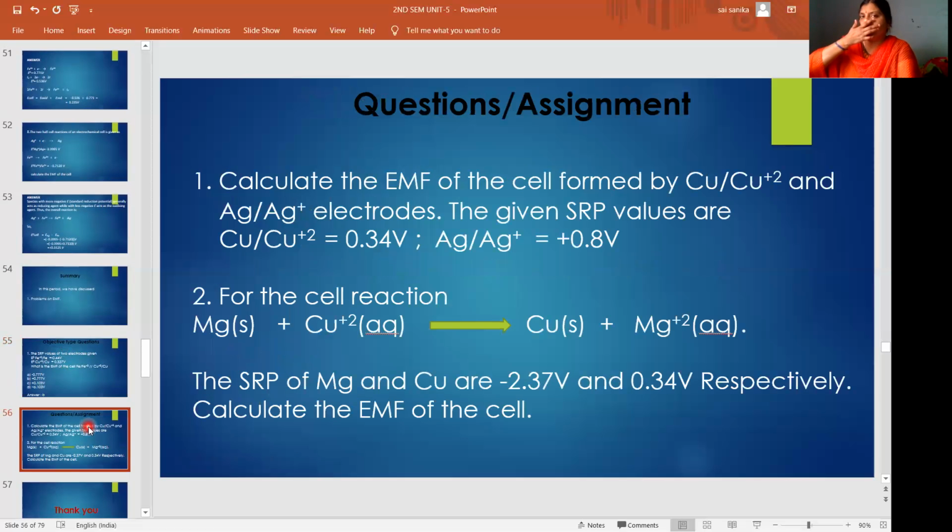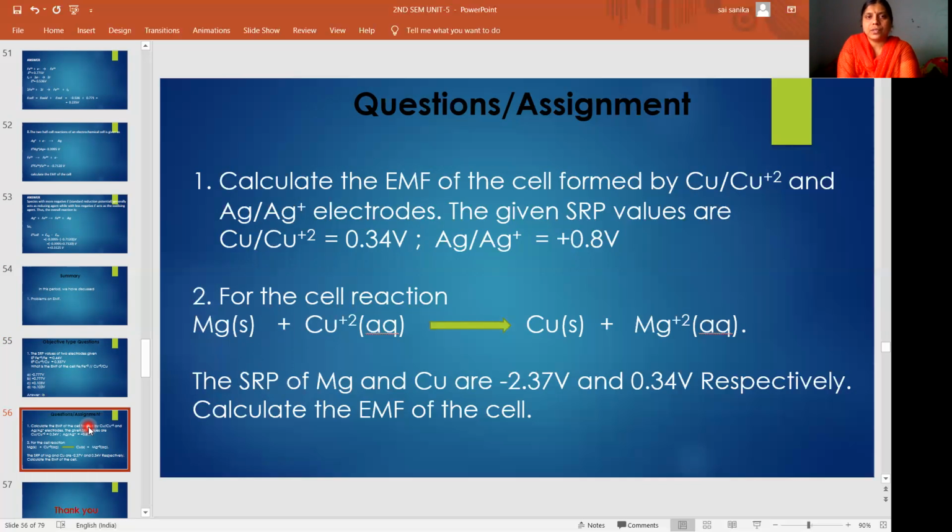Next, assignment. So assignments are questions. What type of questions do you get in the exam? Assignment also has the same kind of problems. Here I have given two problems. Calculate the EMF of the cell formed by Cu+2 and Ag+ electrodes. The given SRP values are Cu+2 is equal to 0.34 volts, Ag+ is equal to 0.8 volts.